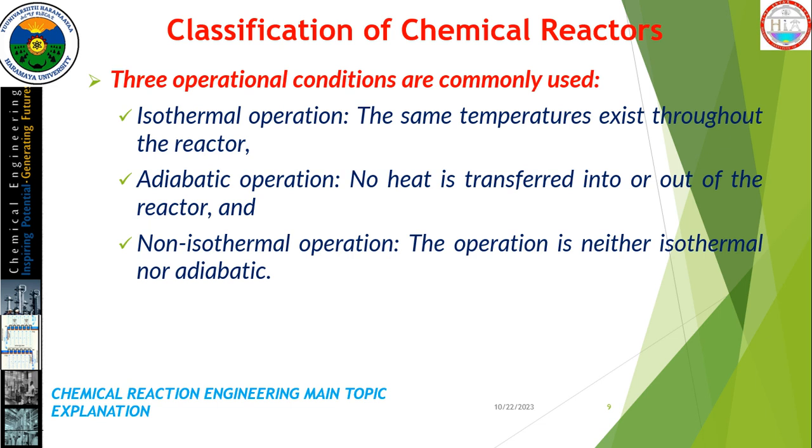Isothermal operation, which means that the reactors operate at constant temperature. Adiabatic operation, which means that no heat is transferred into the system or out of the reactor. The third one is non-isothermal operation. The operation is neither isothermal nor adiabatic. The system is operating at a non-constant temperature, which means that there is a fluctuation of the temperature at a given time within the given reactor. These are the three operational conditions depending on how the temperature or heat transfer is controlled.